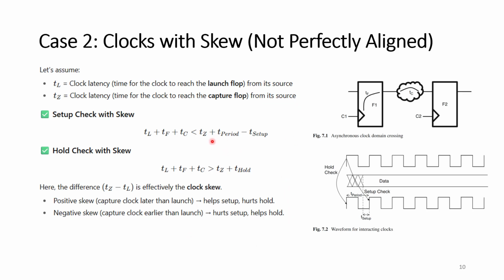The only difference that you will see is, apart from total time period minus setup, you'll be adding that particular TZ, which is nothing but skew. Similarly, for hold also, you'll be adding TZ, which is called skew. And here, this is the launch clock time followed by TF, the clock to Q delay, and TC, the combo delay. Launch clock time plus clock to Q delay plus combo delay together is called arrival time, which should be less than required time. This complete thing is called required time. The same thing is applicable for hold, but in the previous example we saw only T hold, whereas here we are adding this skew term.